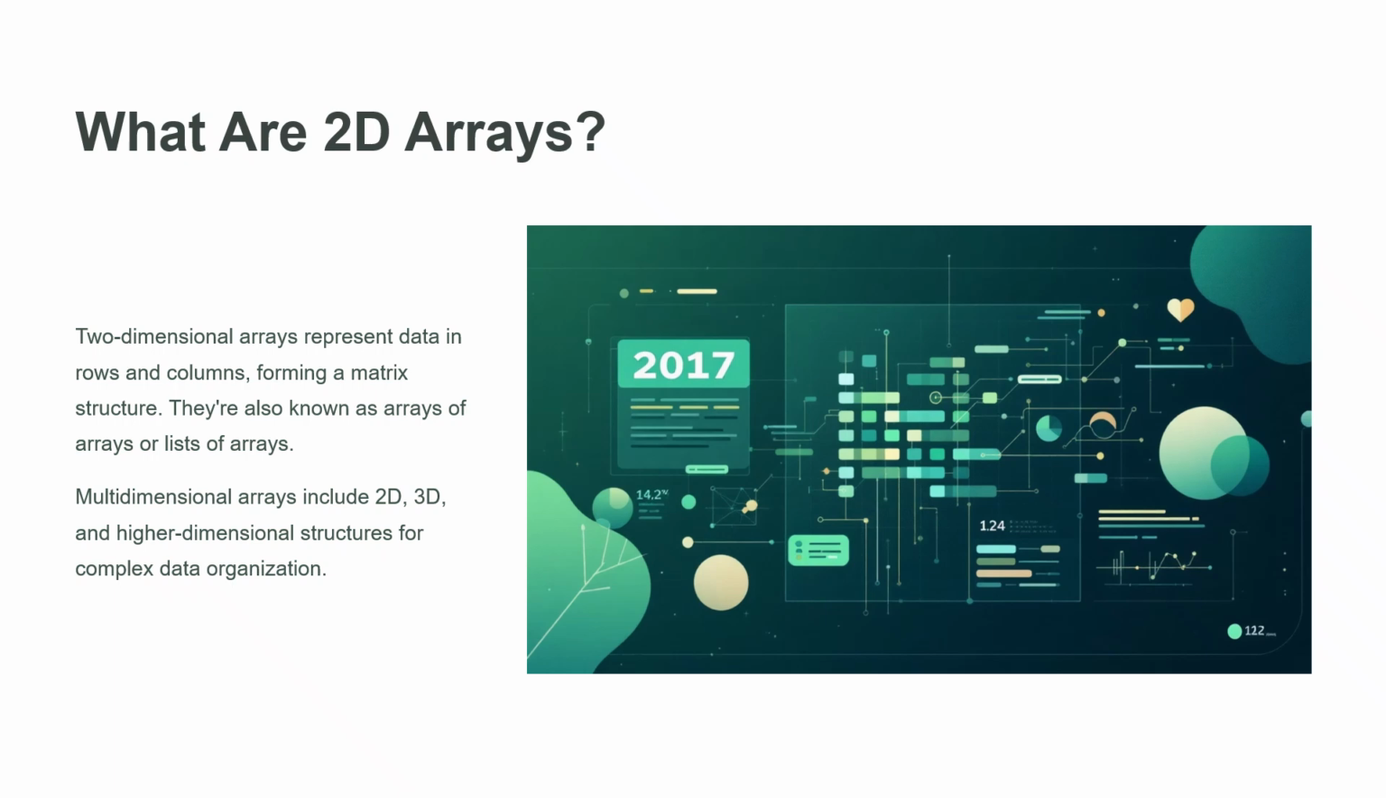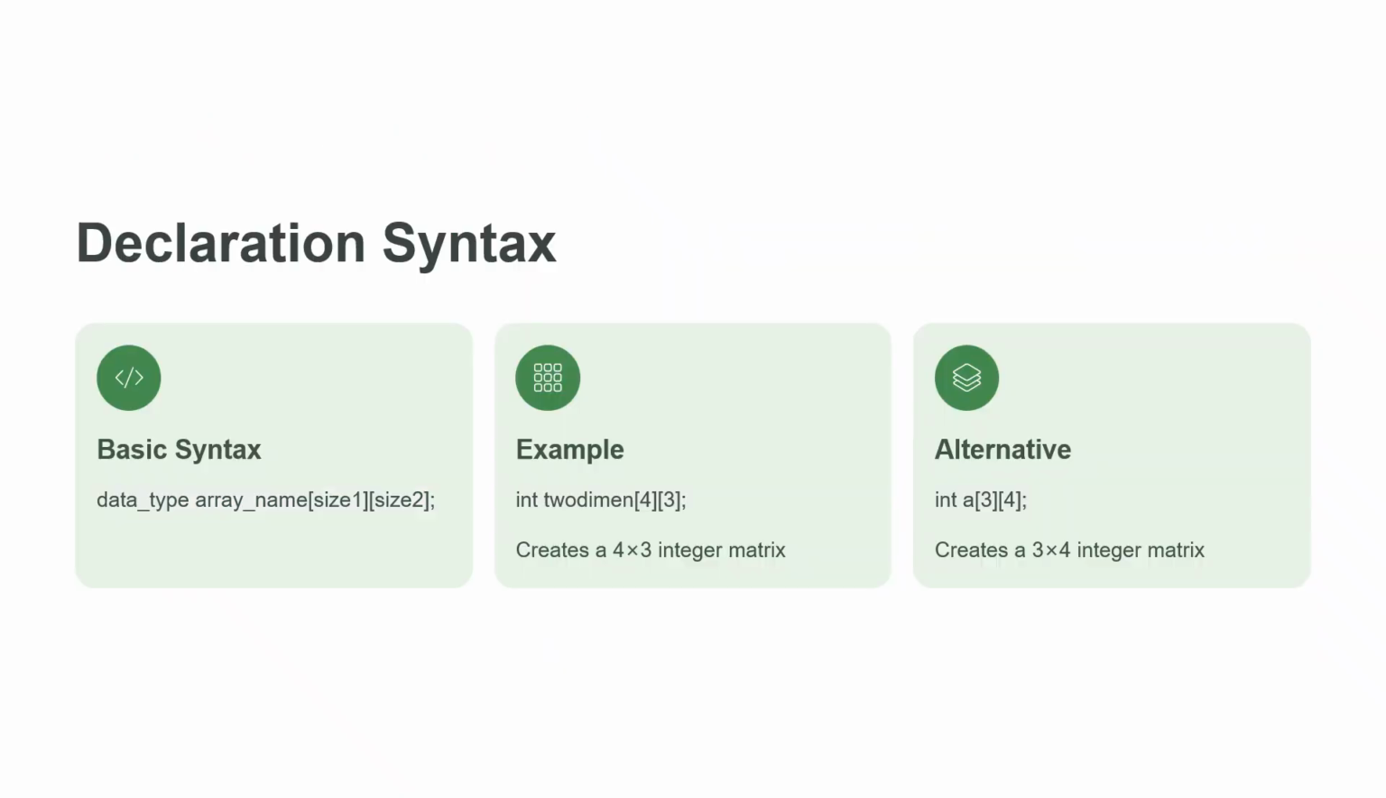Two-dimensional array. What are two-dimensional arrays? They are used to represent rows and columns to form a matrix structure, also called arrays of arrays or list of arrays. Two-dimensional arrays, three-dimensional arrays, or any dimensional arrays are also known as multi-dimensional arrays. Here, how do you declare?